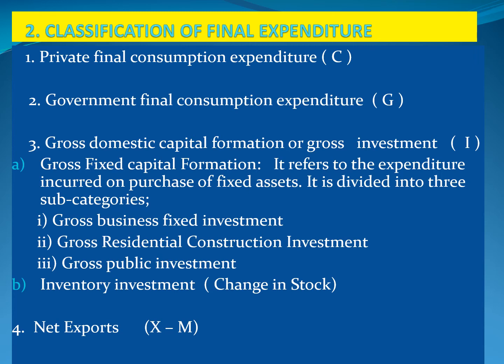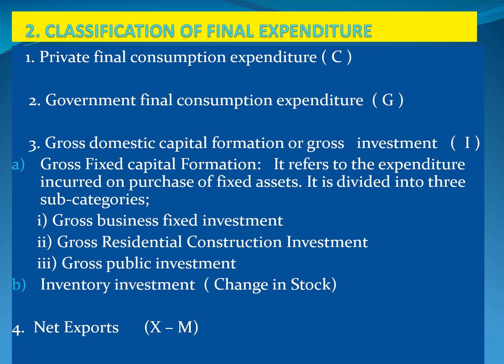Now, the third sector is the business sector, and the expenditure made by the business sector is known as gross domestic capital formation or gross investment, which is represented as I. Now, this is again split up into two parts. Part A, which is known as gross fixed capital formation, and the second part is inventory investment. Now coming to the first part, which is again split up into three parts.